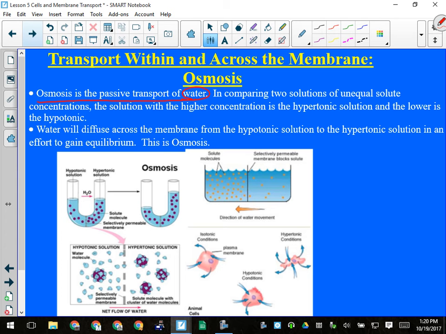Are cells only on the inside of your body? No, they're everywhere. So what happens to a cell when it gets cut on your hand or something? Oh, cells rupture. Yeah. So they die.